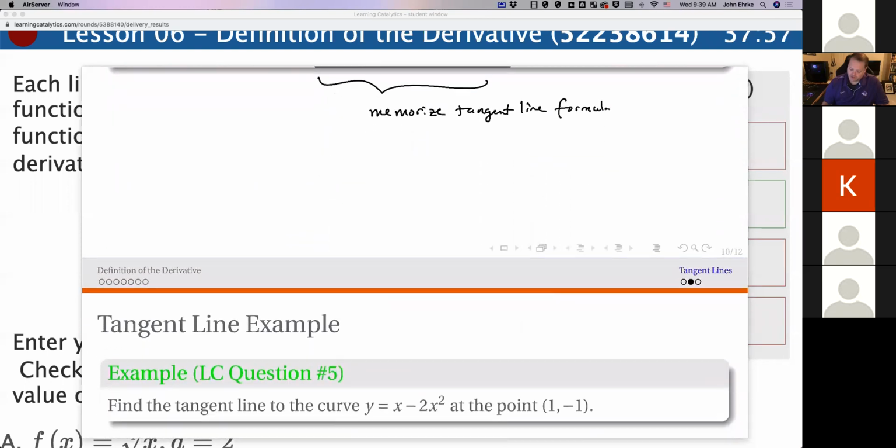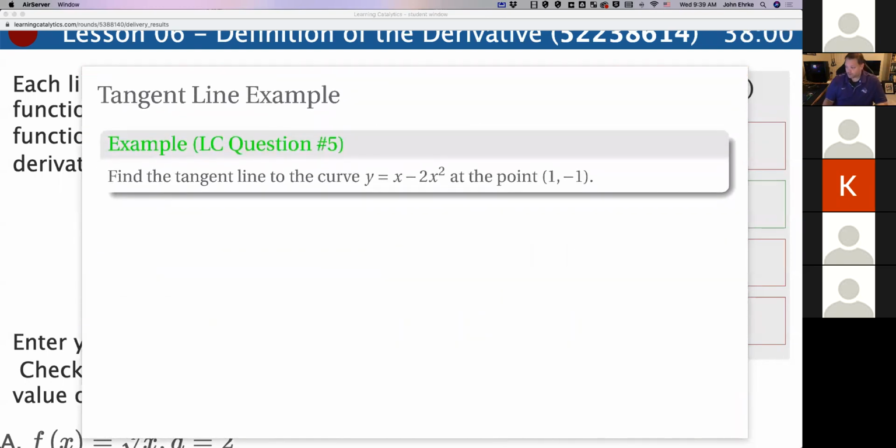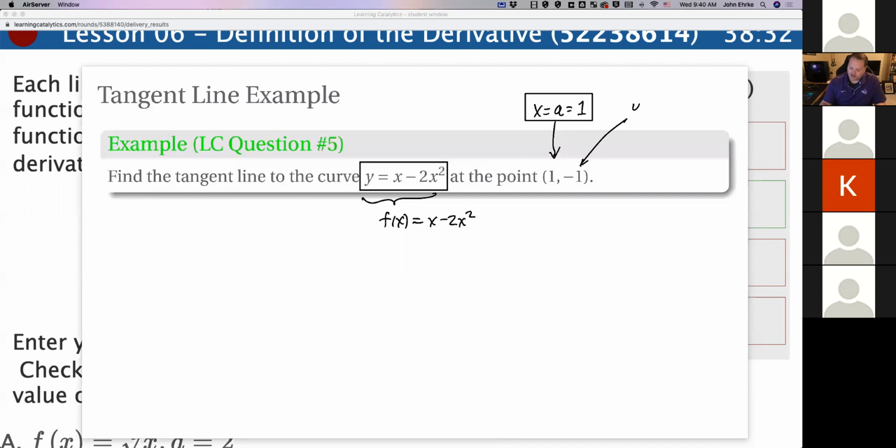All right, so here is our tangent line example. I've given you a function. So even though it says y equals, we know that this is the function f of x. F of x equals x minus 2x squared. You're also given a point. So I know that this x value is actually the point A where the derivative is being taken. It turns out to be 1. So that's a piece of information we're given. And the other piece is the y value, which is f of A, which turns out to be -1. That's the other piece of information that we're given.